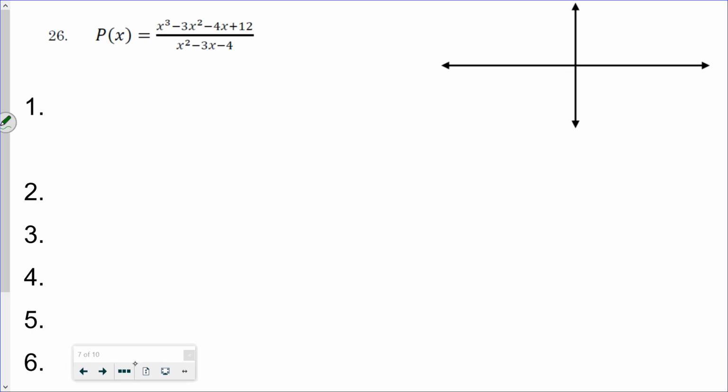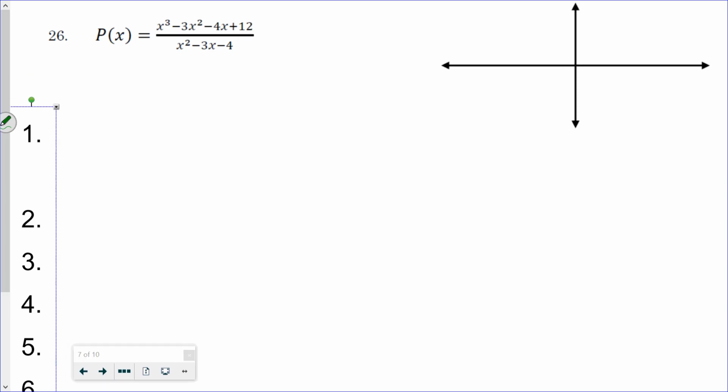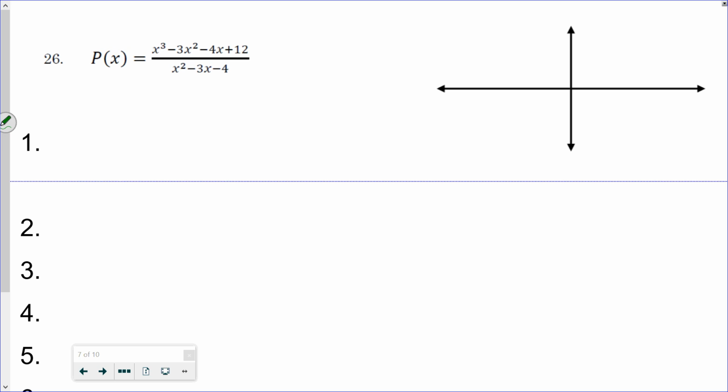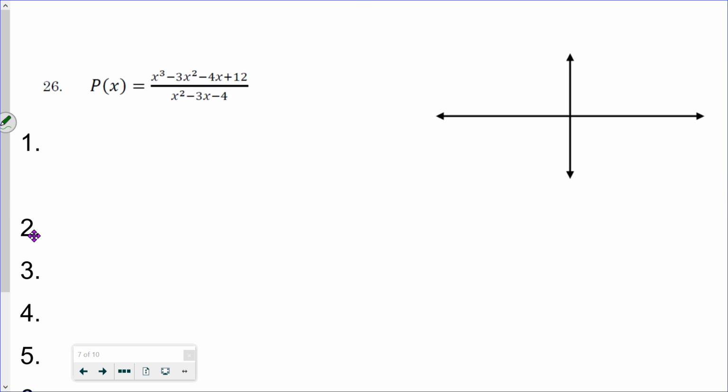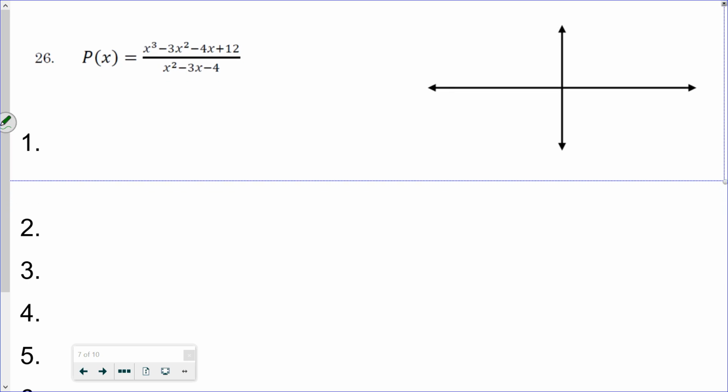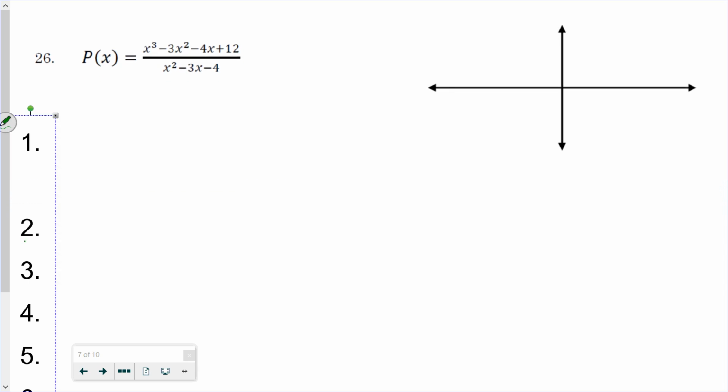So now I have a complex rational function that we're going to go ahead and graph. I'm going to graph this as p of x equals x cubed minus 3x squared minus 4x plus 12 all over x squared minus 3x minus 4. So first thing I always want to do is factor out the top and bottom and see if I have any holes. So the top I can factor by grouping.